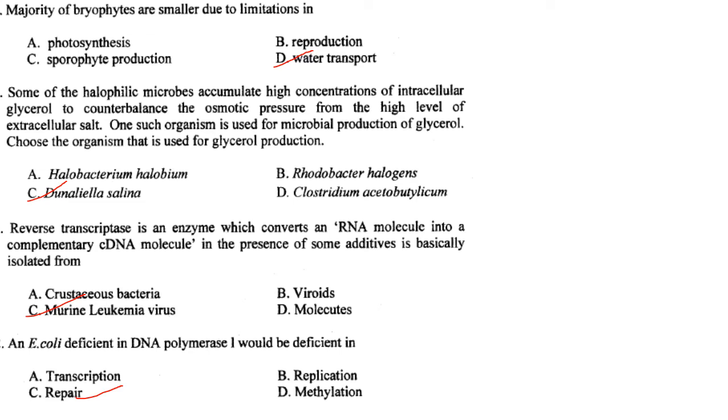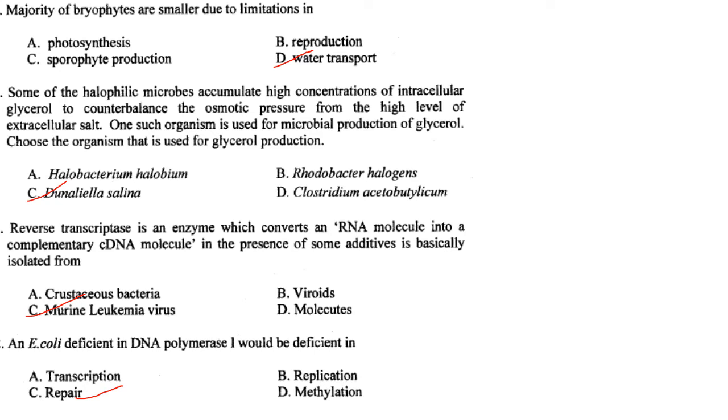The next one. The majority of bryophytes are smaller due to limitations in water transport. Answer is option D. Then some of the halophilic microbes accumulate high concentrations of intracellular glycerol to counterbalance the osmotic pressure from the high level of extracellular salt. One such organism is used for microbial production of glycerol. Choose the organism that is used for glycerol production. So for glycerol production, Dunaliella salina is used.